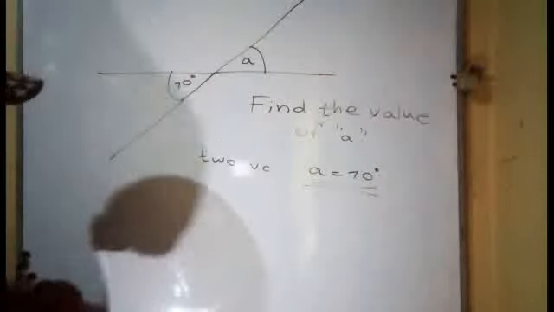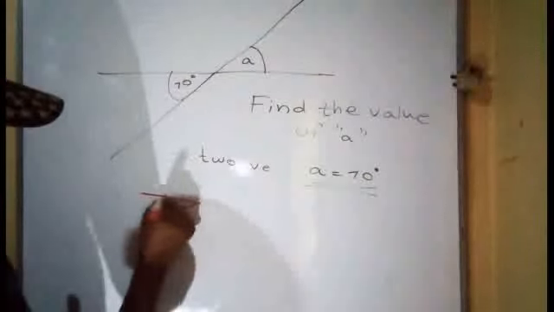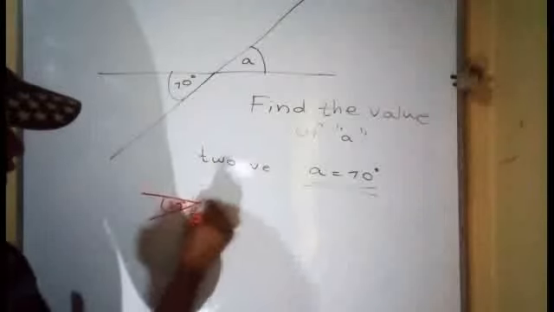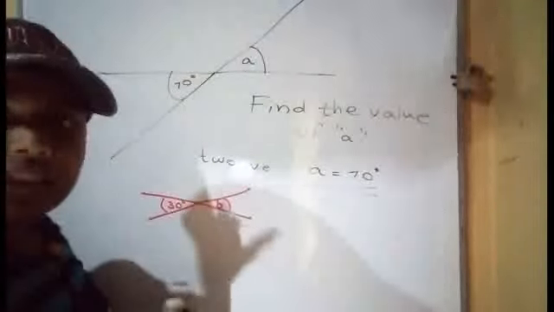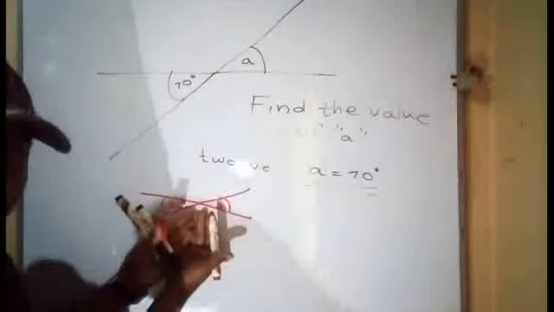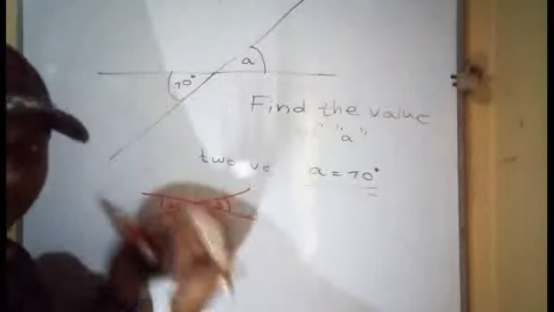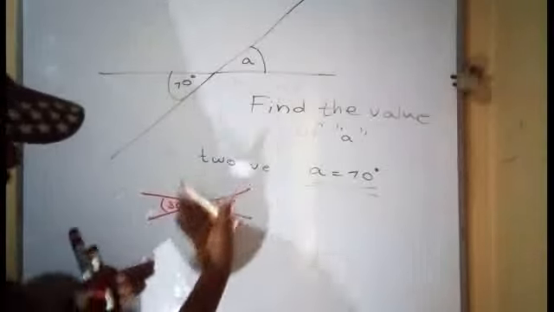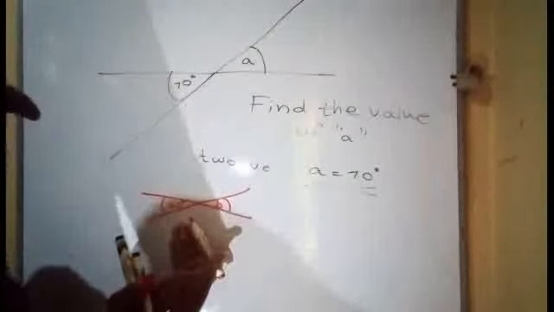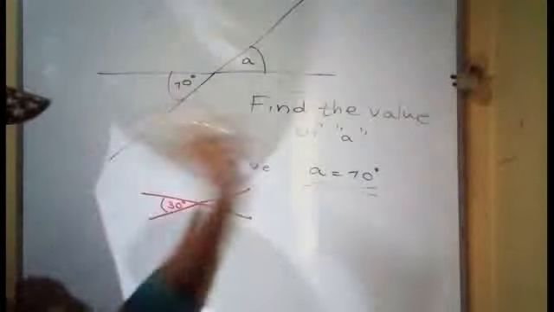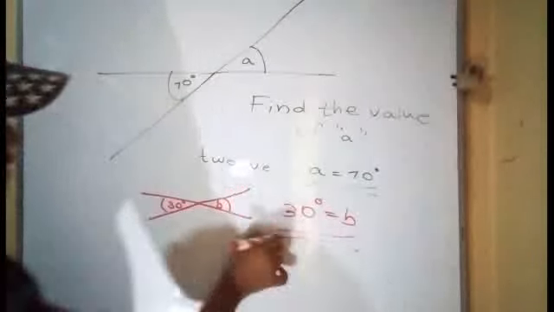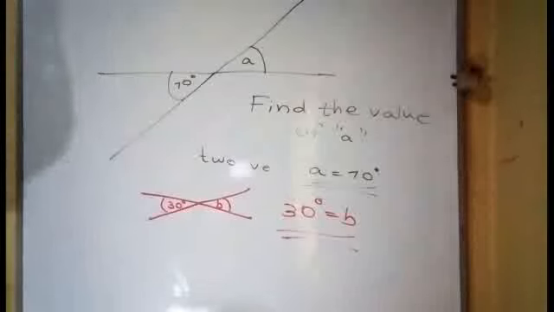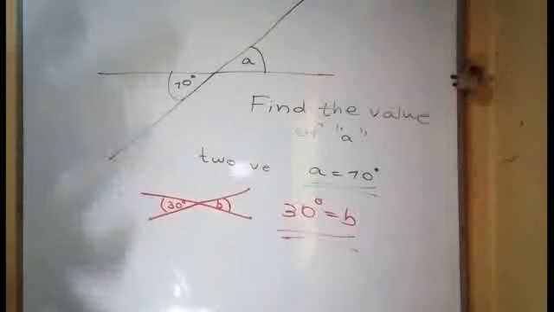Now let's take another one like this, with 30 degrees and B. Find the value of B. We can easily say the two vertices meet at the same point. This side is 30 degrees, so the other side is also 30 degrees. So B equals 30 degrees. So this is the vertically opposite angle.